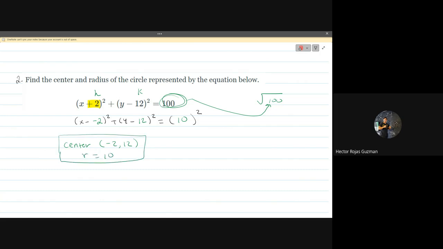Now, that was kind of like the long way. The fast way would be to just look at the numbers that you have from the very beginning. Just whatever numbers you have, just get the opposite. So I have a positive 2, you get a negative 2. I see a negative 12, get a positive 12. Just quickly, the opposite. The 100, same thing, get the square root. The radius is 10. And that's how you get the center and the radius of the circle.